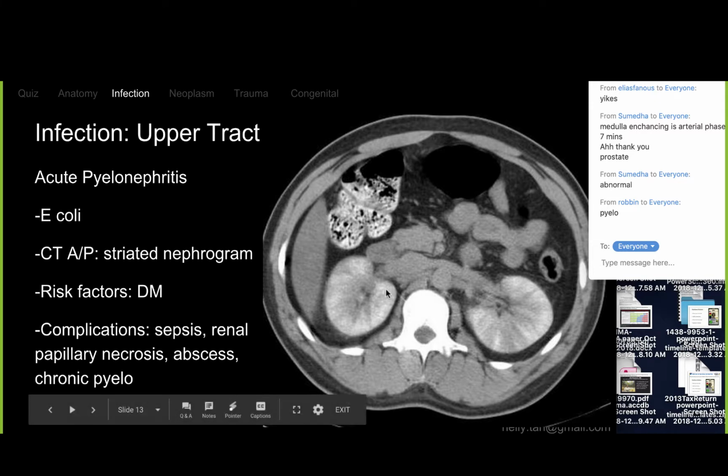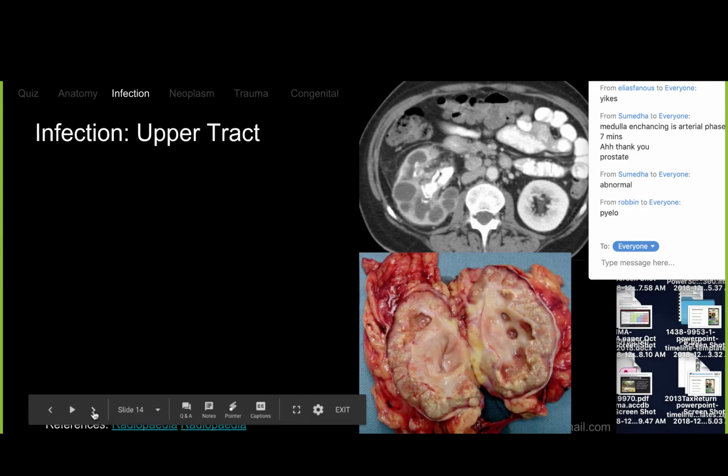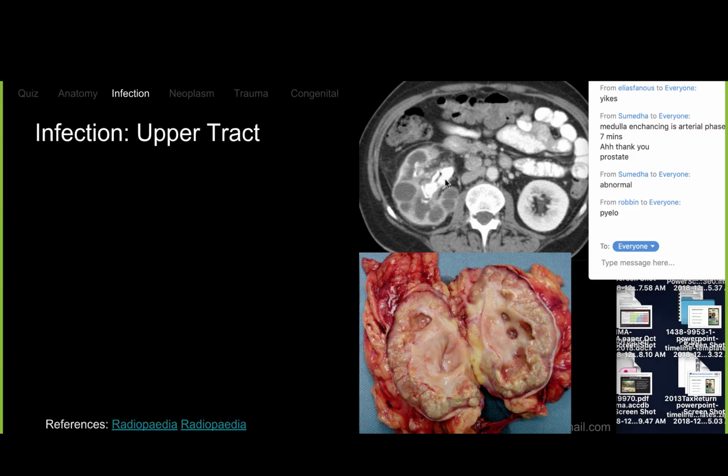urosepsis, and then because it's sort of like a pulmonary infection, you can get papillary necrosis, abscesses, and then in certain patient populations, it can go on to become chronic indolent pyelo. Those patients are typically patients with stones, renal stones, and so the stones act as a nidus for infection, as we see in this case. So here's a patient who has kidney stones here, in the renal pelvis.